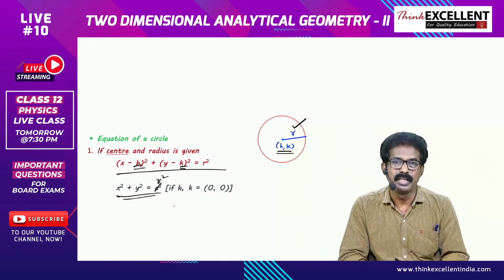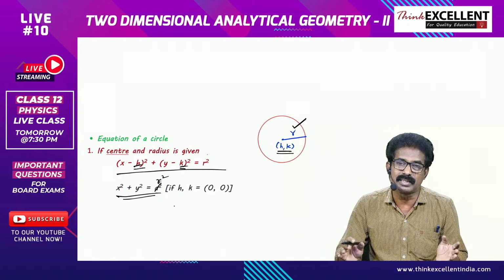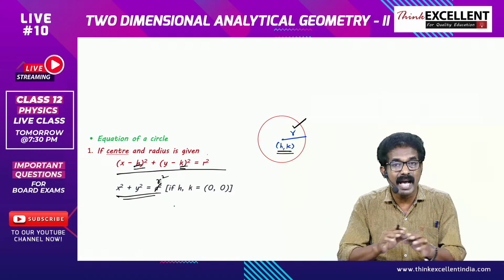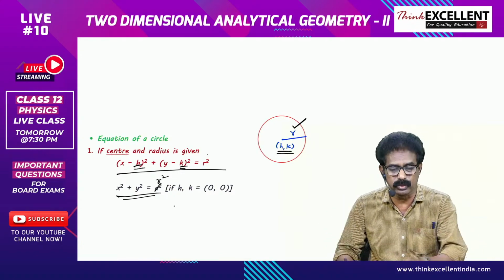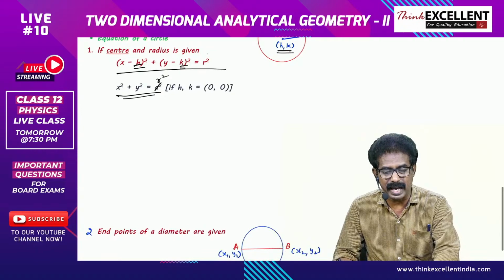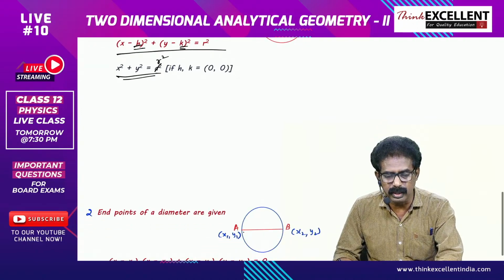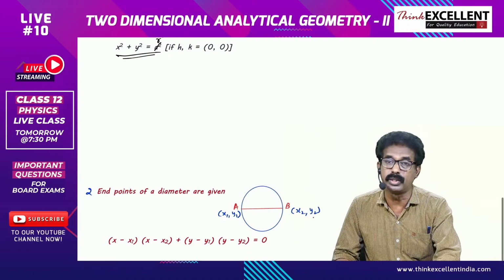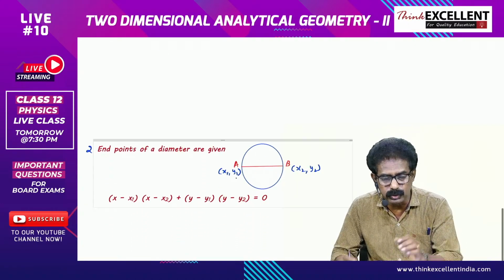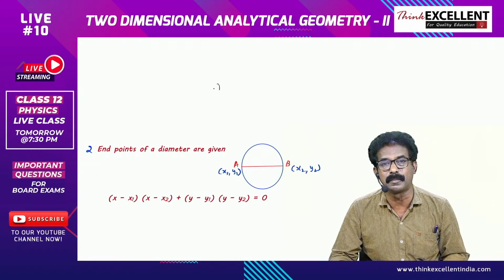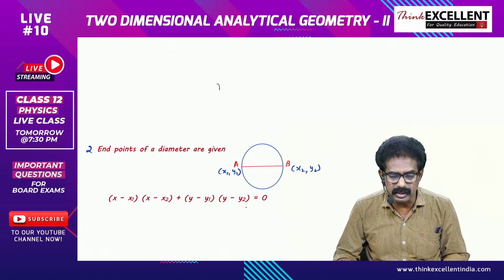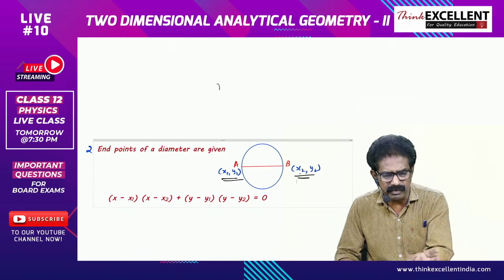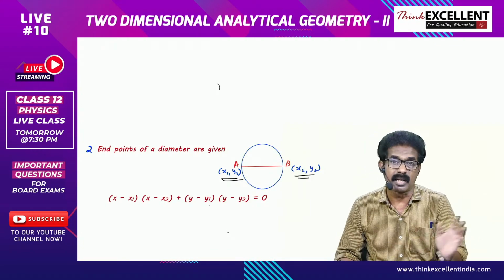Another case. In that case, they won't give center, they won't give radius. Instead of that, what they give is the end points of a diameter. The longest chord passes through the center, that is the diameter. They give the end points of the diameter. See, one end is x1, y1, another end is x2, y2. Center is not given, radius is not given, but you know the two ends, the extremities of the diameter. Then the formula is x minus x1 into x minus x2 plus y minus y1 into y minus y2 equal to 0. In the question you will know x1, y1, x2, y2, the end points of the diameter. Just substitute in this formula, simplify, arrange, that's your answer.